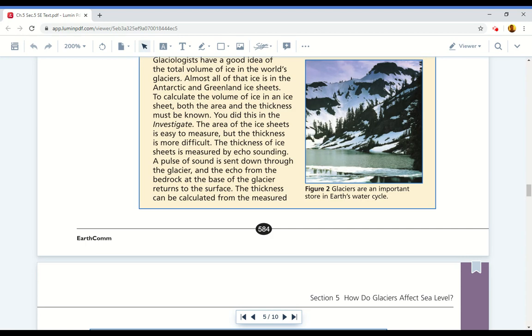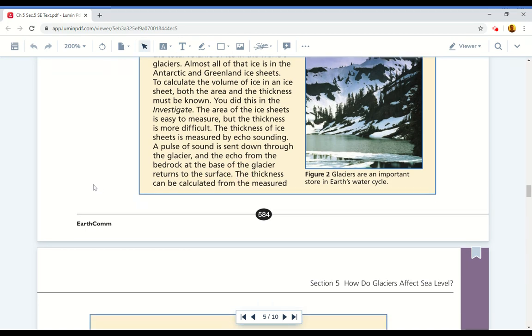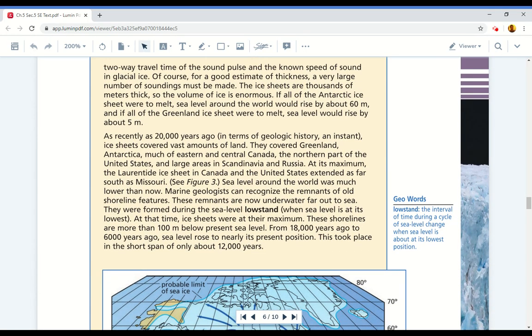The thickness of ice sheets is measured by echo sounding. A pulse of sound is sent down through the glacier, and the echo from the bedrock at the base of the glacier returns to the surface. The thickness can be calculated from the measured two-way travel time of the sound pulse and the known speed of sound in glacial ice. Of course, for a good estimate of thickness, a very large number of soundings must be made. The ice sheets are thousands of meters thick, so the volume of ice is enormous.